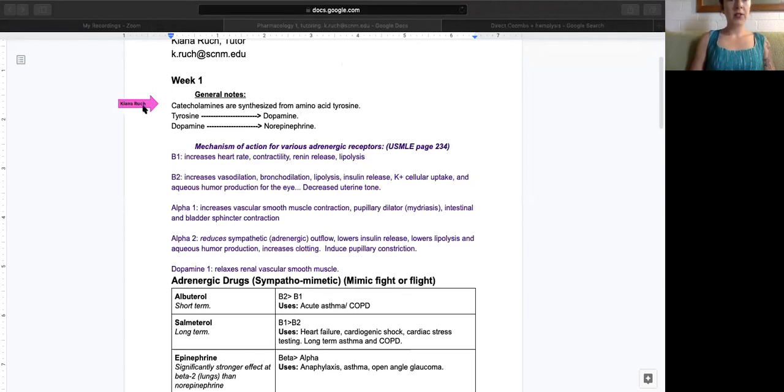So the general notes are starting here. Catecholamines are synthesized from the amino acid tyrosine, and I only remember that because in my notes, I had drawn a little kind of doodle of a cat. So this is gonna be a cat.